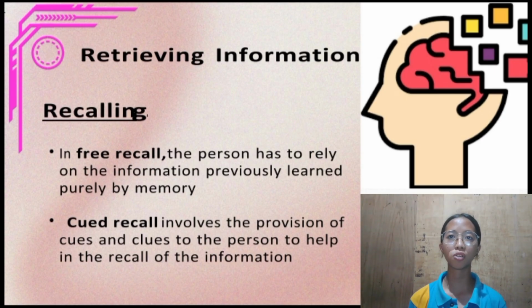The second type of recall is cued recall. Cued recall involves the provision of cues and clues to the person to help in the recall of the information. In cued recall, you're given a hint or clue to help you remember the information. A common example is a fill in the blank question.